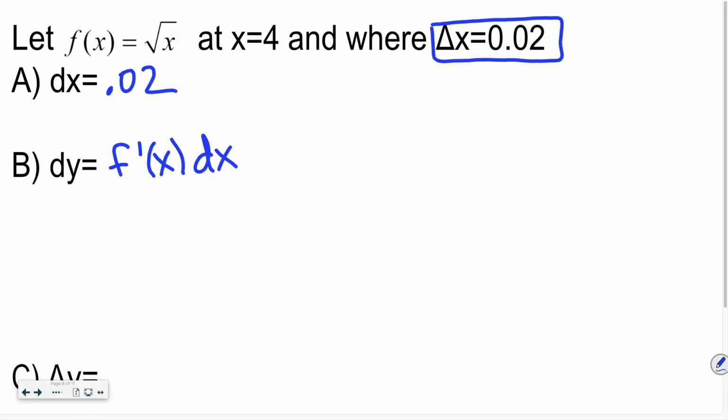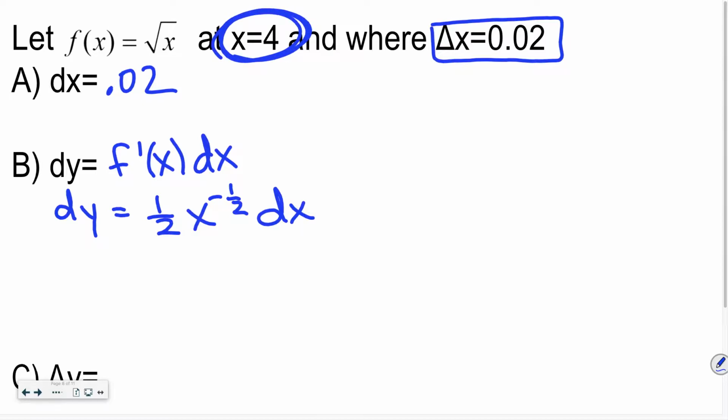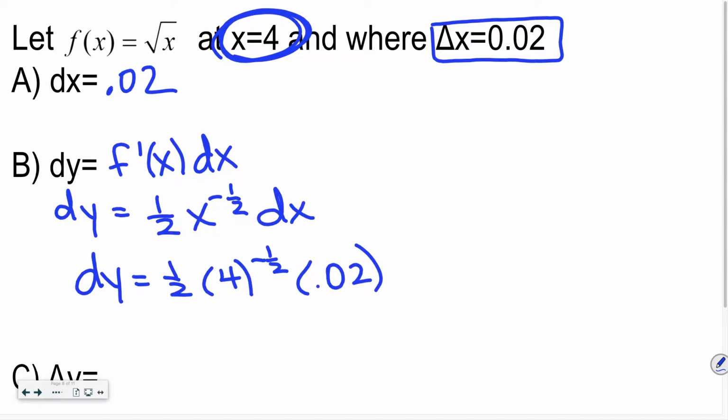Okay, so from our first example, f prime of x was 1/2 x to the negative 1/2. Okay, so we can replace that. But since we're going at x equals 4, we can throw 4 in there, and then we know our delta x is 0.02. Okay? 1/2 times 4 to the negative 1/2. What is that? 1/4. We calculated that earlier. 1/4 times 0.02.